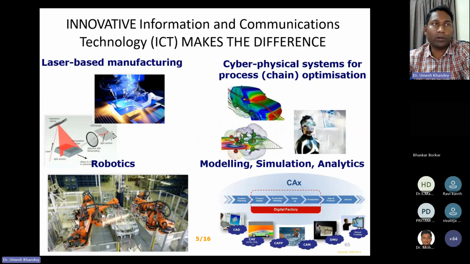So information, communication, and technology make this difference. What is the difference? Laser-based manufacturing is now able to manufacture any kind of shape, any dimensions. Simulation can be done, and the cyber physical system for process chain optimization can be done. Robotics is going to be employed for manufacturing the components. Automation is done, humans are replaced, modeling and simulation is happening. So CAD, CAE, CAP, CAM, DMU, and virtual reality, augmented reality, all those kinds of technology are going to be used. So complete information is going to pass from one section to another, under your information and communication technology.